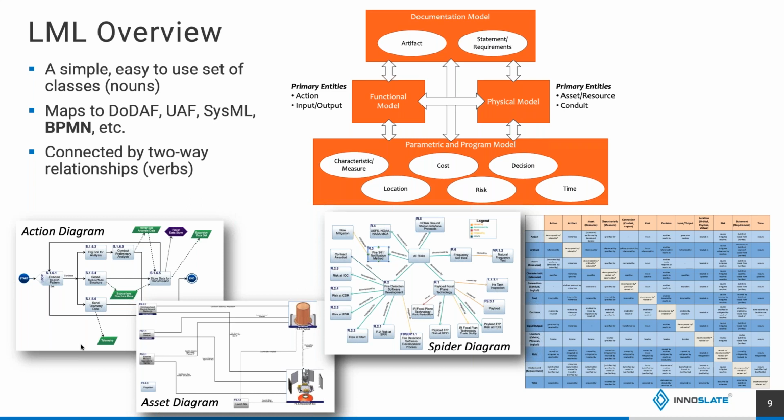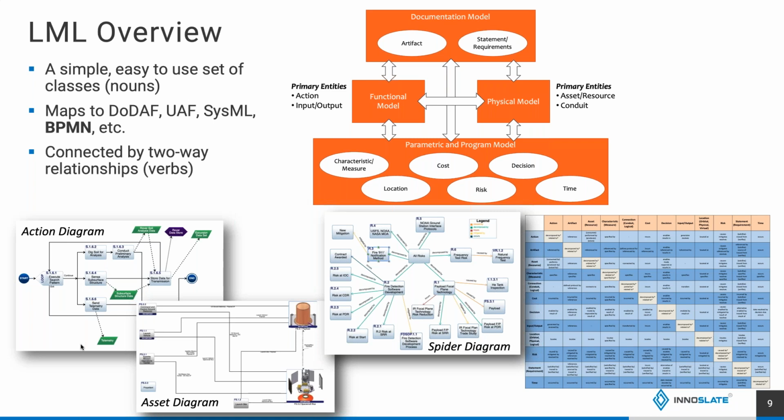And we group them in terms of models. So there's a documentation model with artifacts and statements and requirements. There's a functional model with actions and inputs, outputs. A physical model with assets, resources, and conduits. And then there's the parametric and program model.